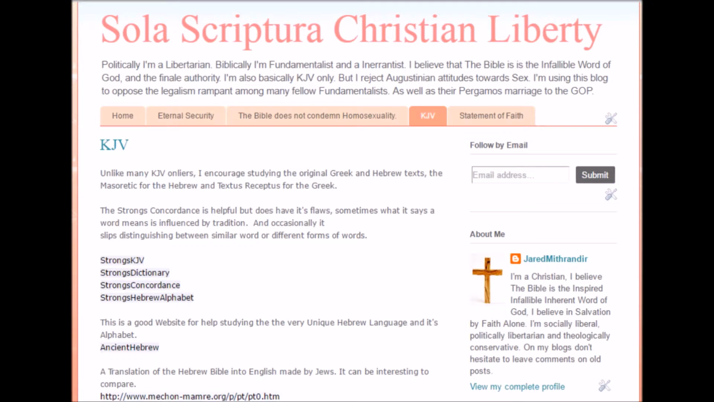Even people that are more radically KJV only than me need to learn to acknowledge at least two things. Number one, some words have changed meaning since 1611, and they're not always at first glance obvious, like I show in my study on the word fornication.